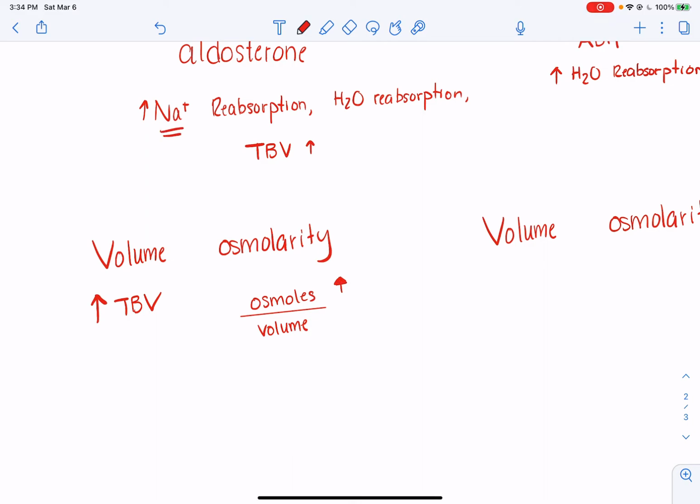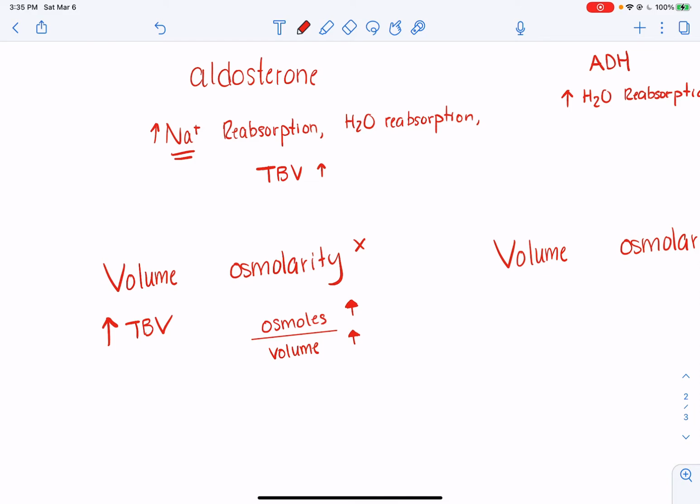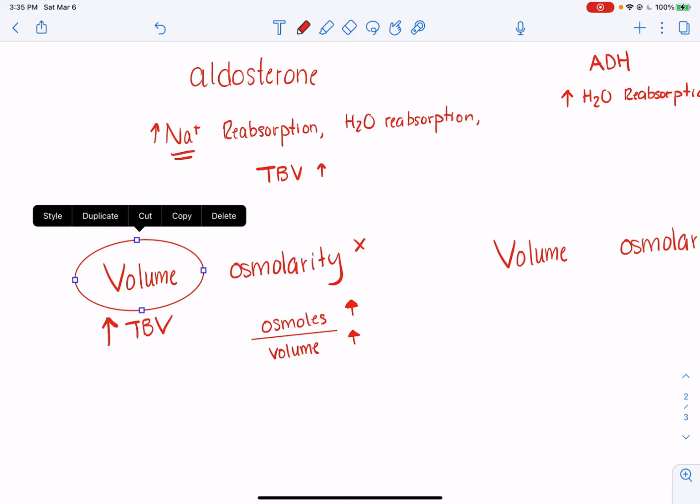However, you're also going to increase the volume because as sodium reabsorption occurs, water is going to follow sodium into the bloodstream, so you're increasing the total blood volume. But because both the osmoles and the volume are increasing, and they're proportional to one another, there's actually going to be no change in the osmolarity of the blood with the actions of aldosterone. So the volume of your blood will increase, however, there will be no changes in osmolarity.